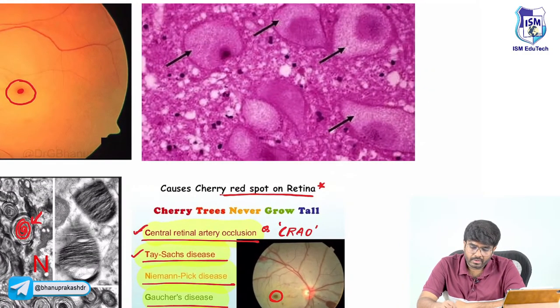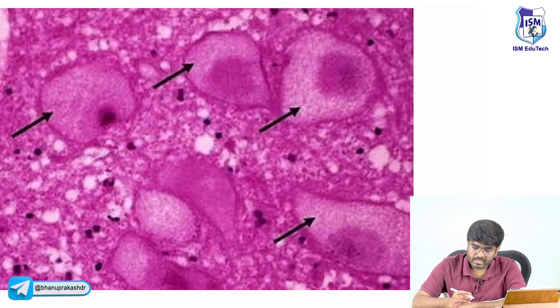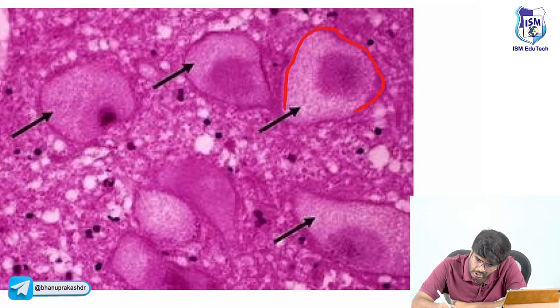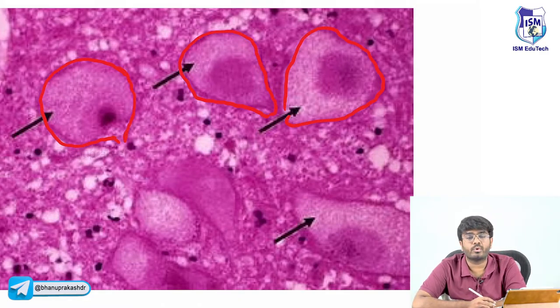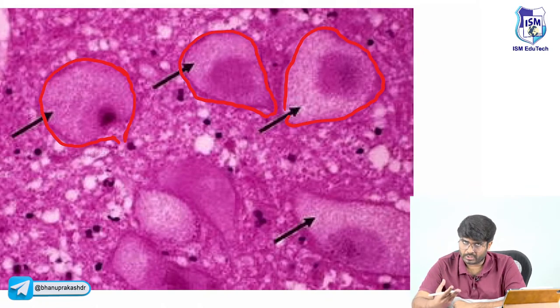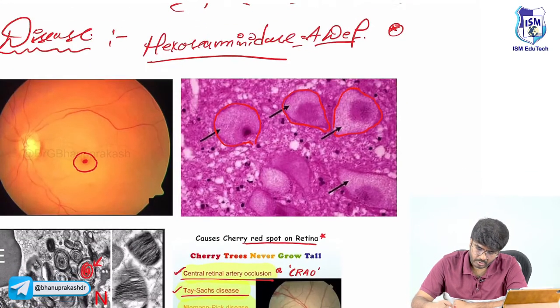Now what are you looking at here? These are the neurons which are now becoming obese. These are the ballooned out neurons. The neurons are becoming ballooned out because of the accumulation of the GM2 gangliosides. Now they will pull in water and get ballooned. So this is called ballooning of the neurons.